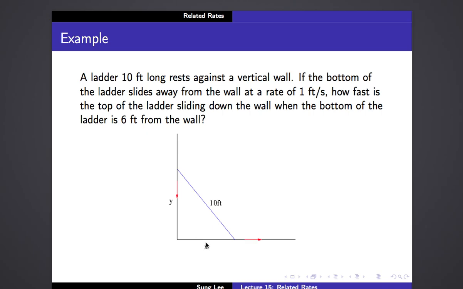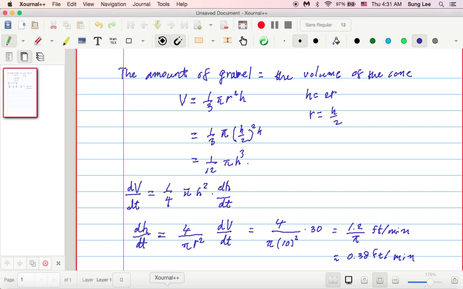Right. And also, in this case, x and y and also the length of the ladder form a right triangle. So these three quantities satisfy the Pythagorean law. In other words, x squared plus y squared is going to be 10 squared, 100, right? So having said those things, we are ready to work on the example.